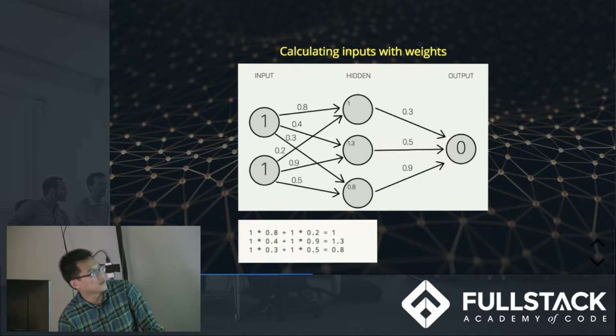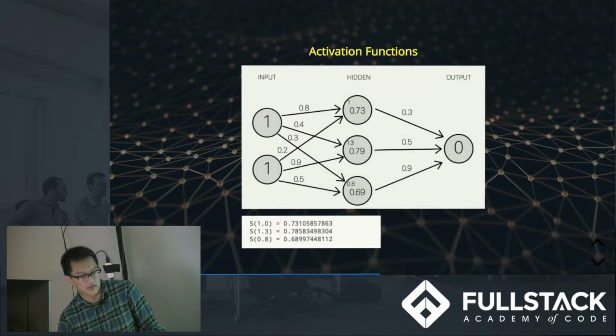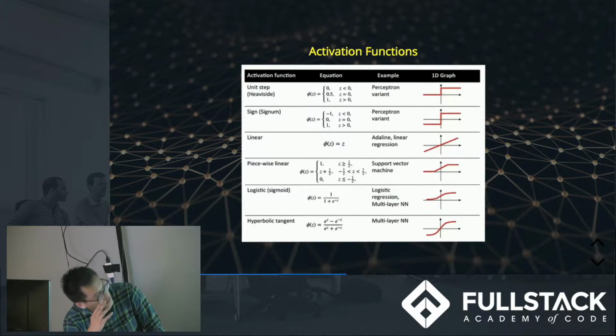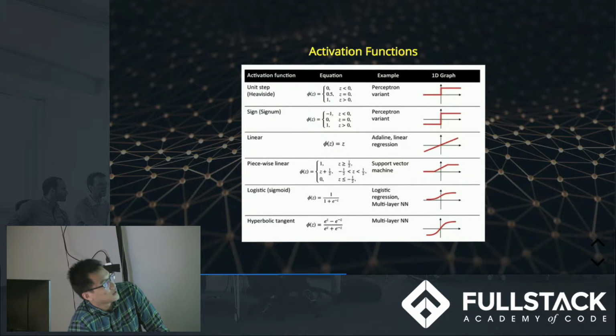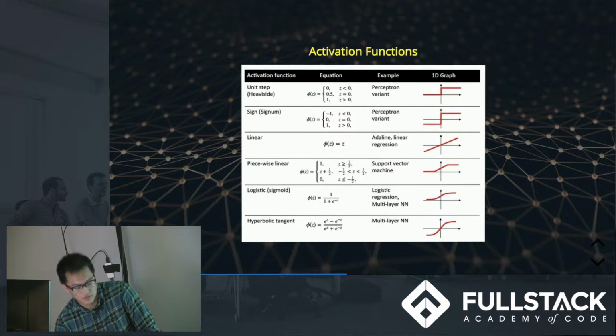But it's important to note that this sum is not the actual value of the node. First, we need to apply an activation function. There are different activation functions for different types of neural networks. The first example is a unit step, which is also known as a stepwise function, where it only returns zeros and ones. This is good for perceptron neural networks, such as whether a neural network senses a light or not, or hears something or not. This goes the same for the sign function, which returns -1, zeros, and ones.